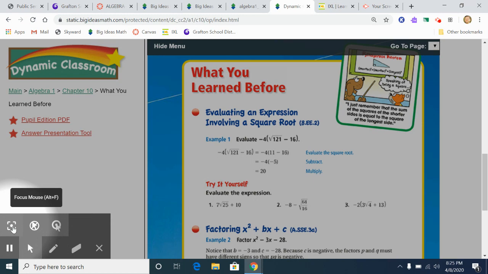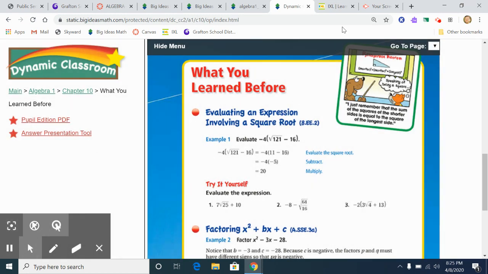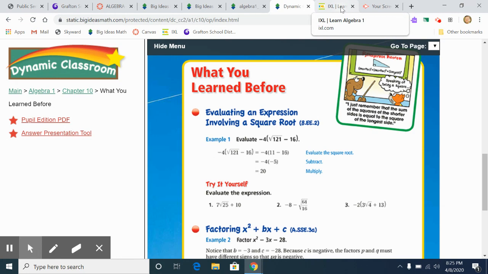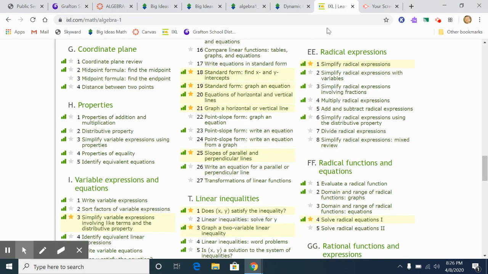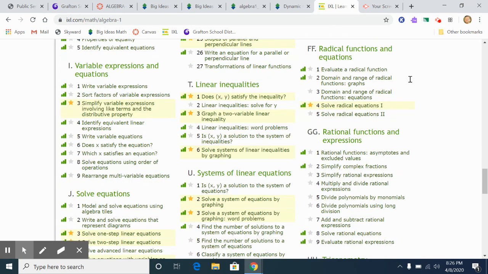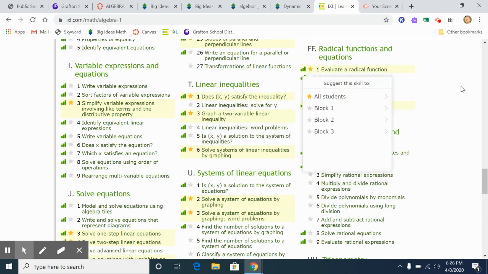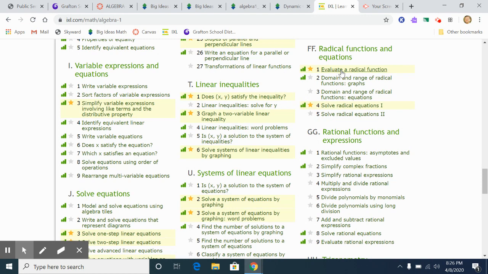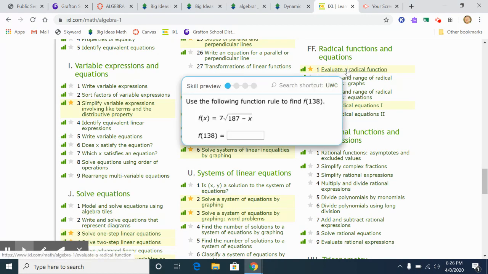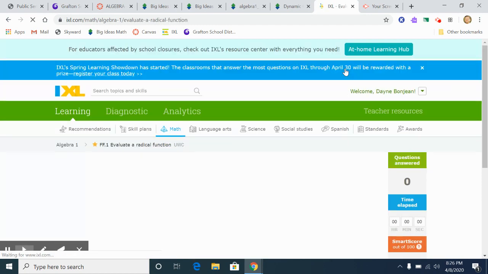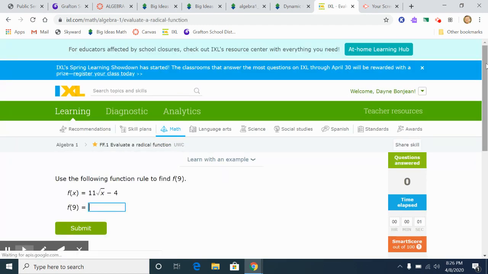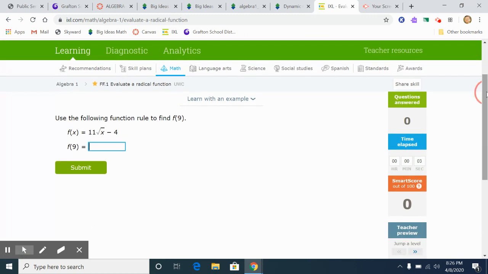So right now I want to run through a couple examples from IXL to make sure you guys can do well. So let's go in there. In IXL, the activity you guys are going to work on is all the way in the right column here. I'm going to start right now. It's this one right here, FF.1, where we are evaluating a radical function. That just means you're evaluating a function that consists of a square root symbol. I want to show you some examples from here because it looks different.